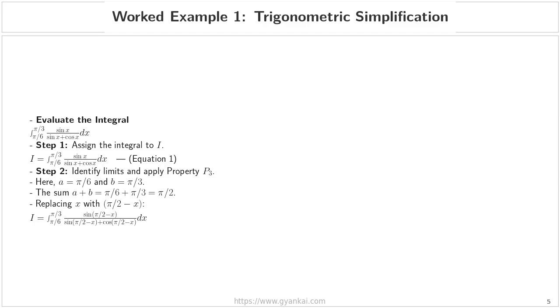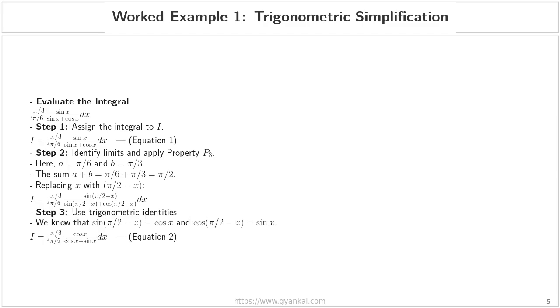Remember, we're going to substitute a plus b minus x for x in our original integral. So we replace x with pi over 2 minus x. This gives us a new integral. The integral from pi over 6 to pi over 3 of sine of pi over 2 minus x, divided by sine of pi over 2 minus x, plus cosine of pi over 2 minus x, with respect to x. Notice that the limits of integration, pi over 6 and pi over 3, remain unchanged.